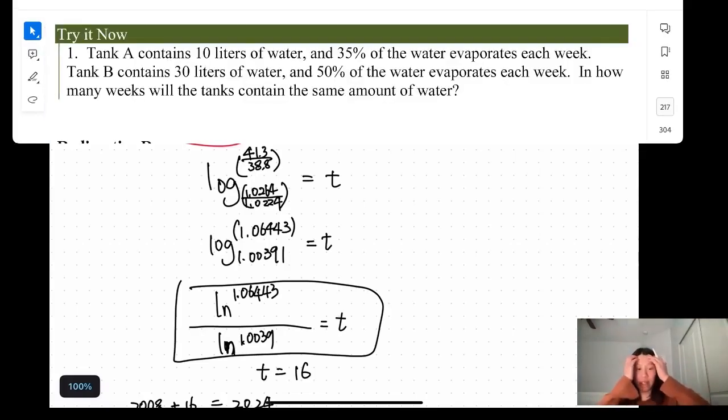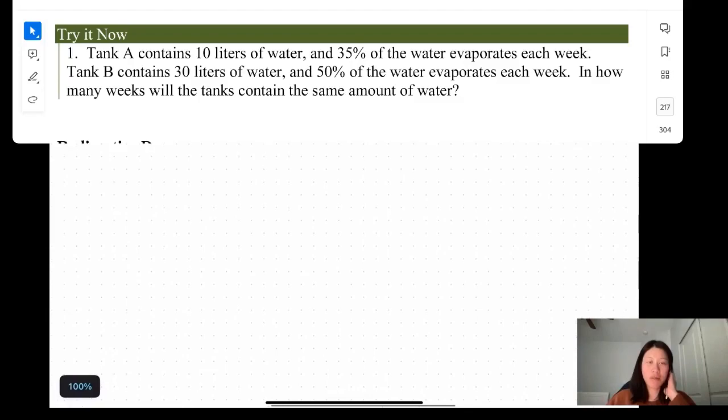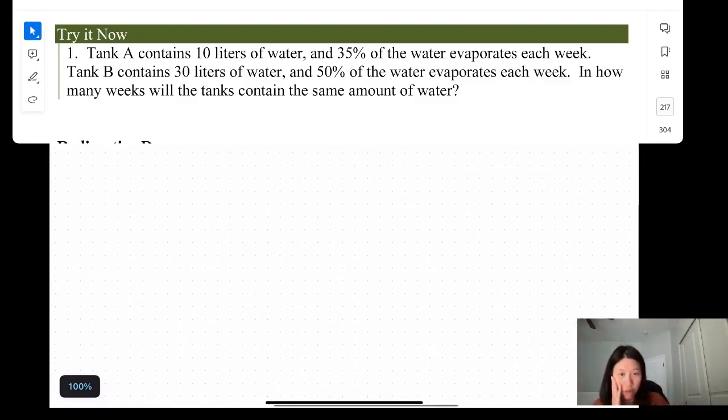So here is another example. Tank A contains 10 liters of water and 13.5% of the water evaporates each week. Tank B contains 13 liters of water and 50% of the water evaporates each week. In how many weeks will these two tanks contain the same amount of water? So we use the same trick. The first thing is we want to set up the equation.